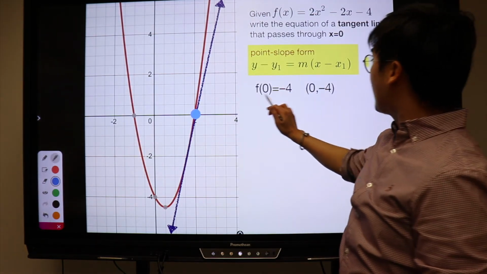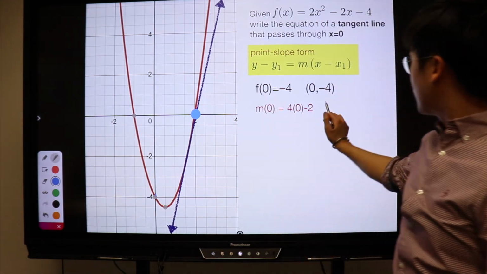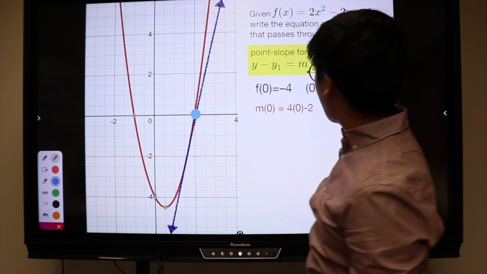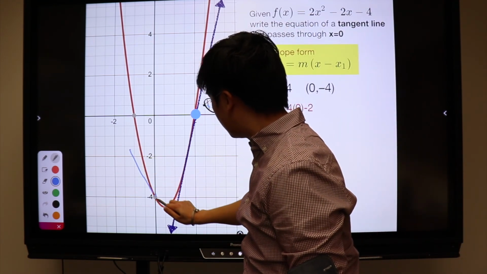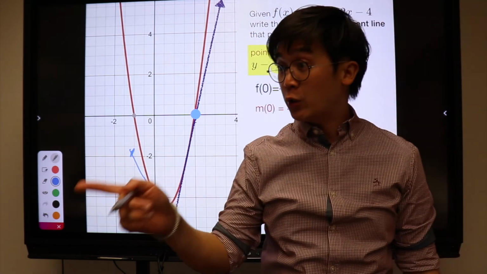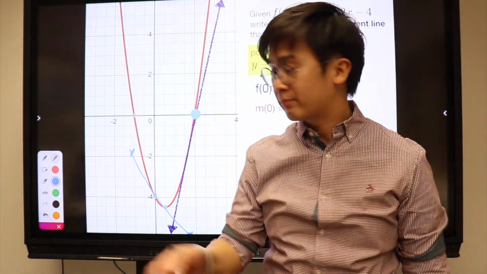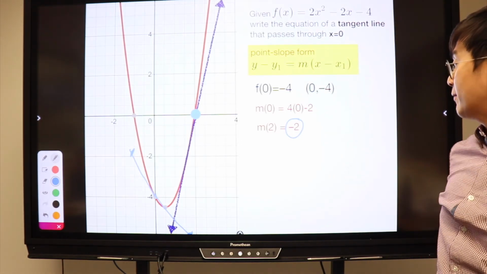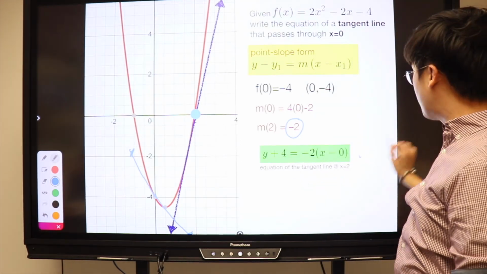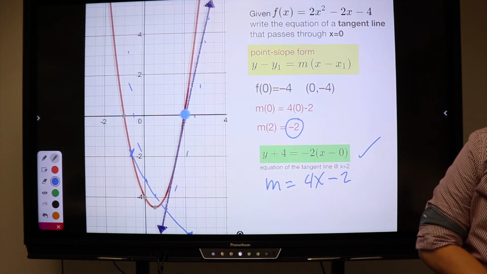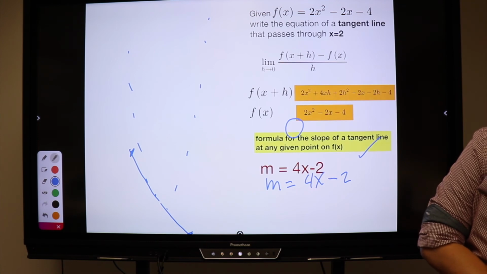Yes, because at x equal to 0, your y value is equal to -4 and your tangent line is somewhere here. That's the tangent line. So that means your slope should be negative. Do you have a negative slope in your equation? Because you have a line that is negative. So using your equation, is this the slope or the equation of the tangent line that you were able to produce? Yes. Okay.